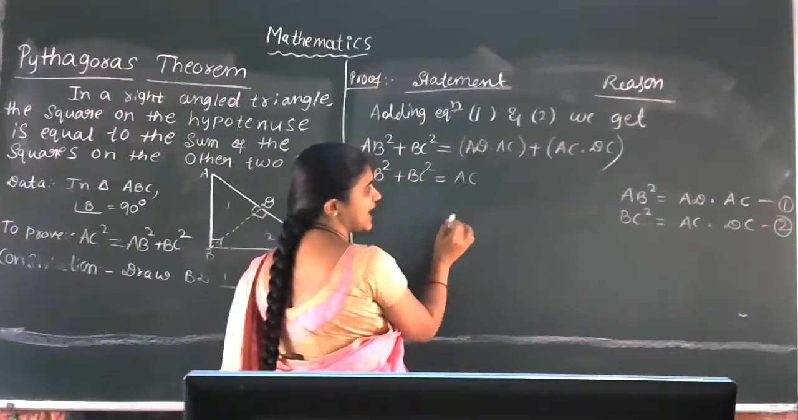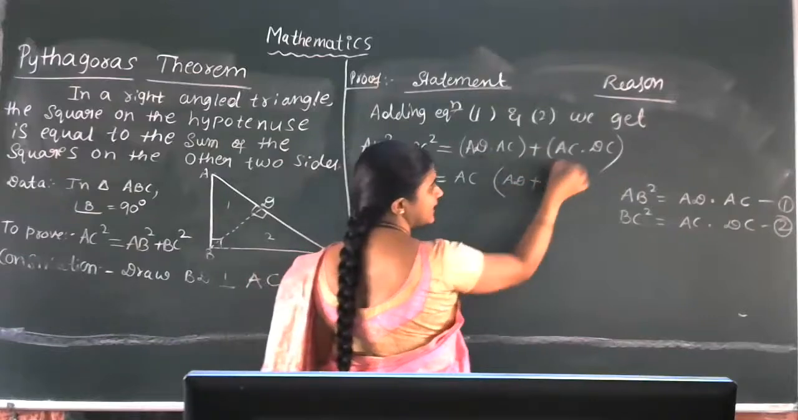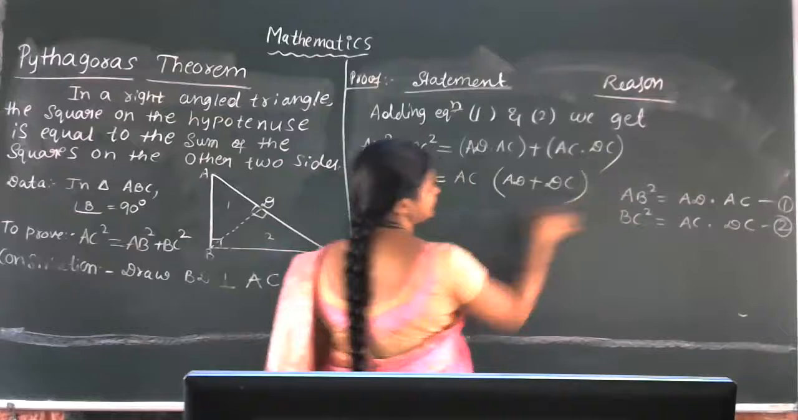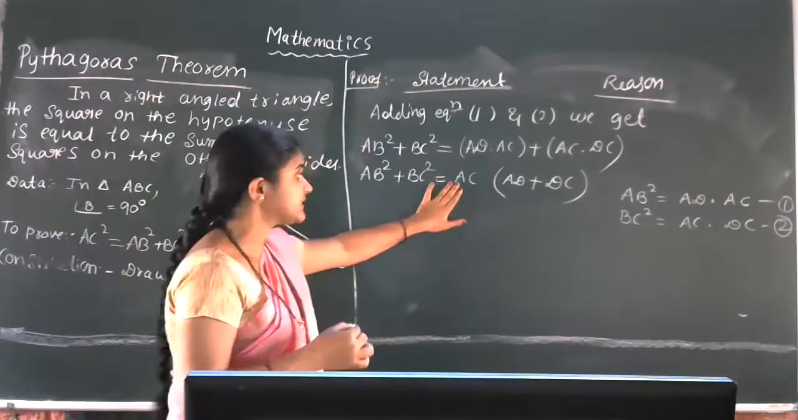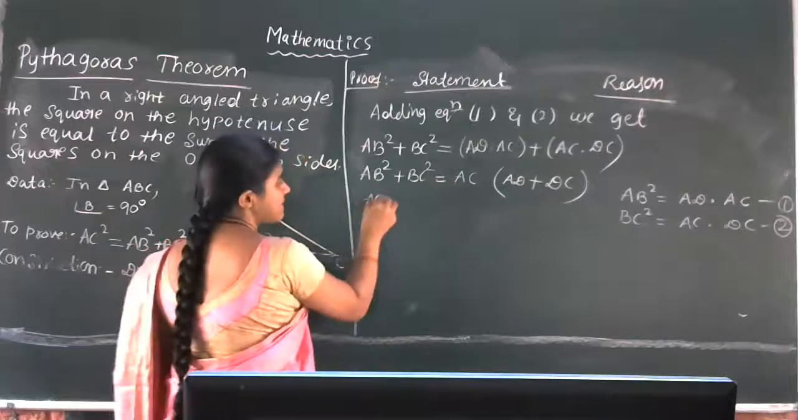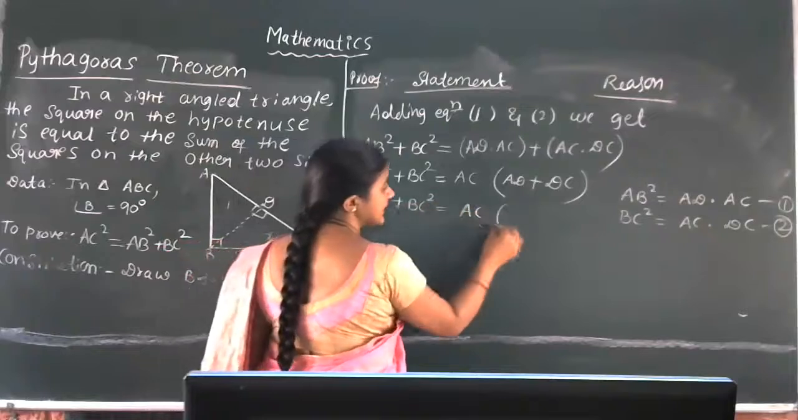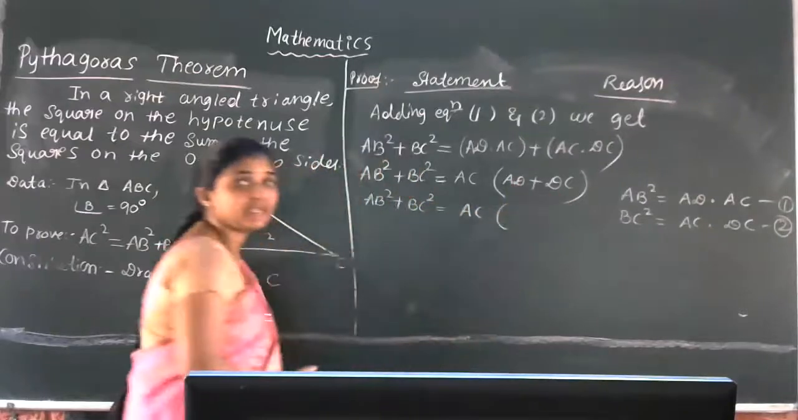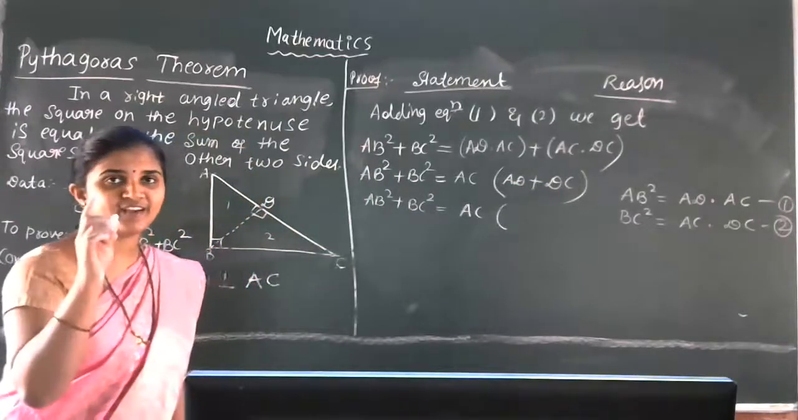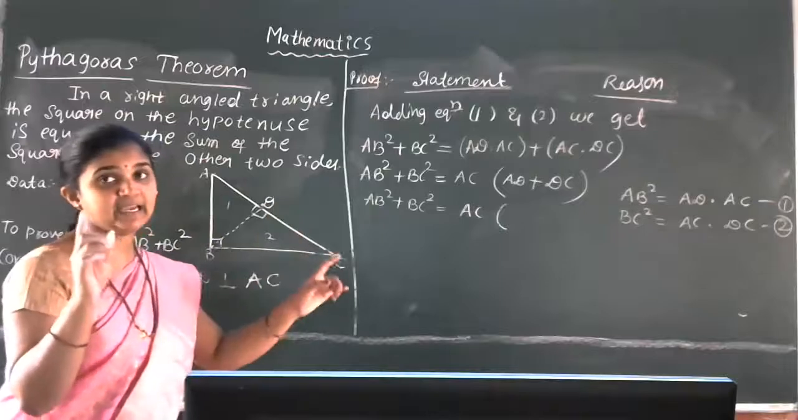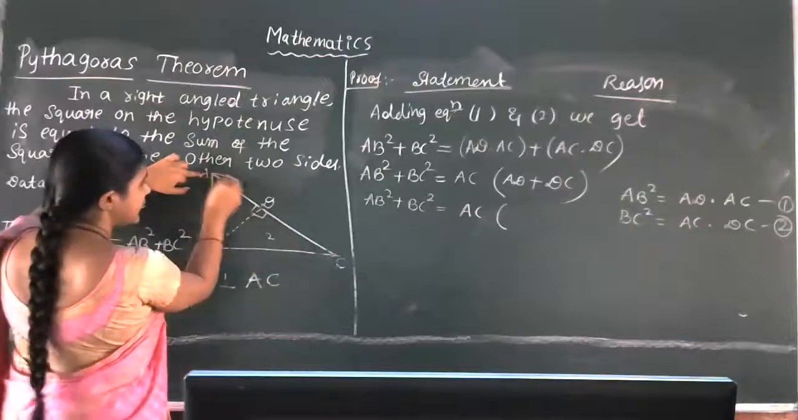In a right angle triangle ABC, angle B is 90 degrees. I will draw the diagram. AC is 17 centimeter. AB is 8 centimeter. We have to work out BC. You all know, correct?